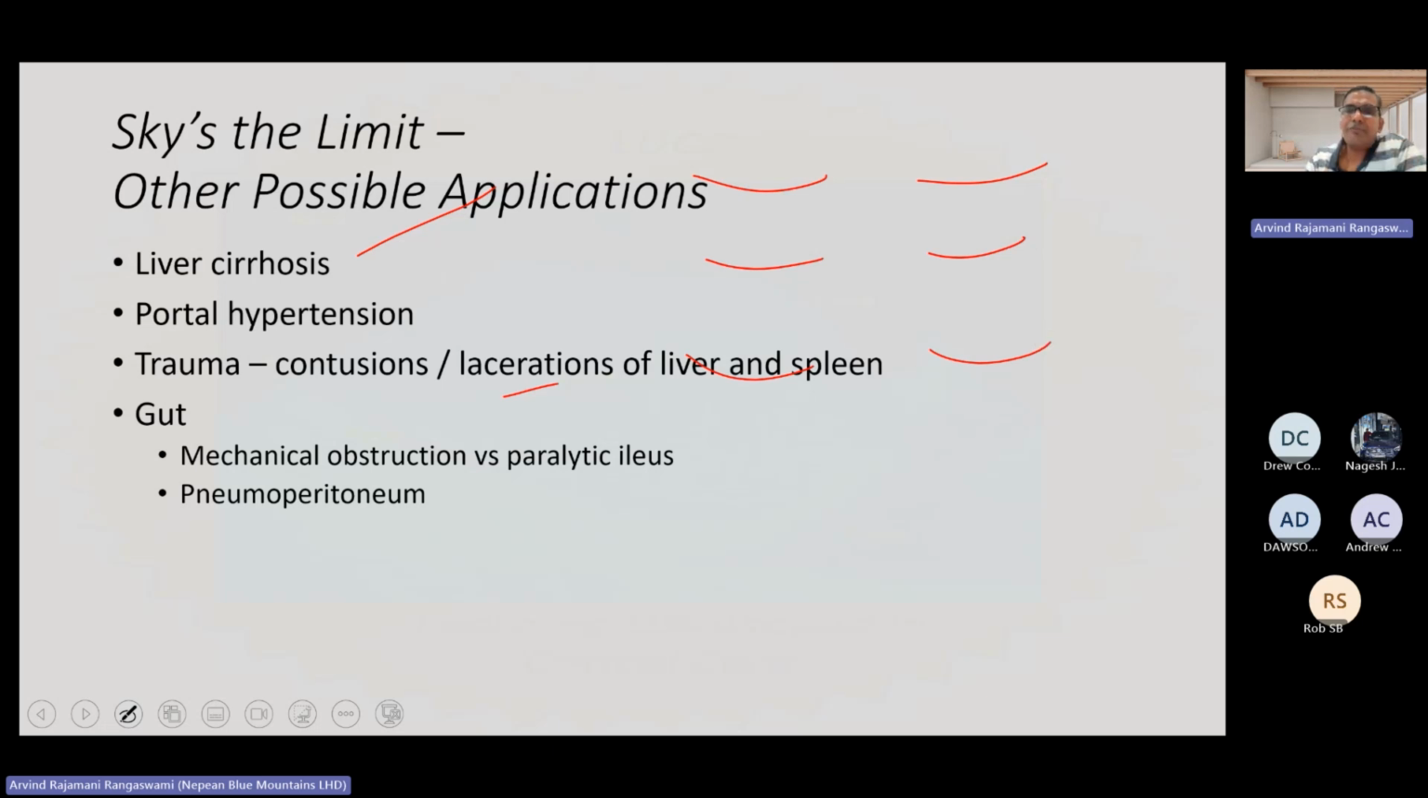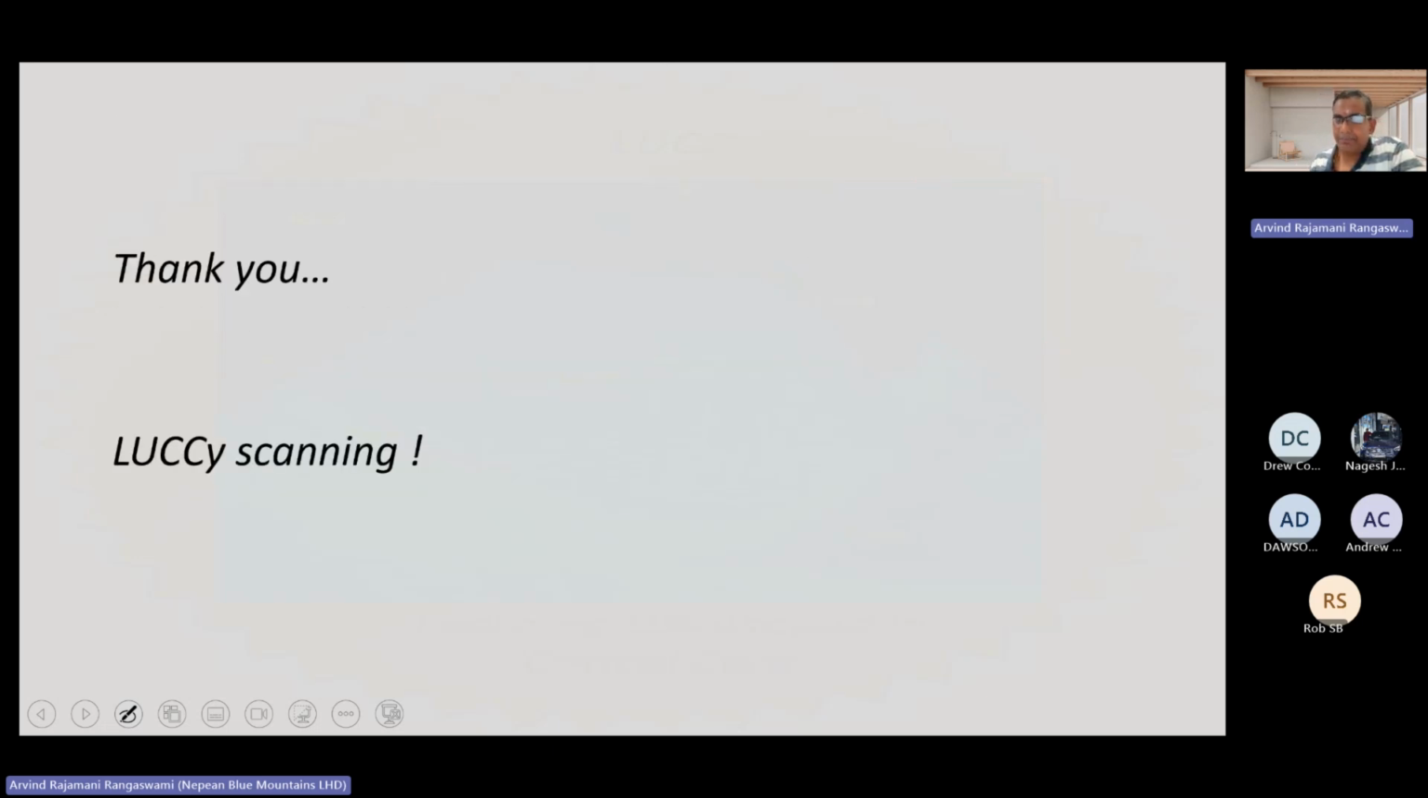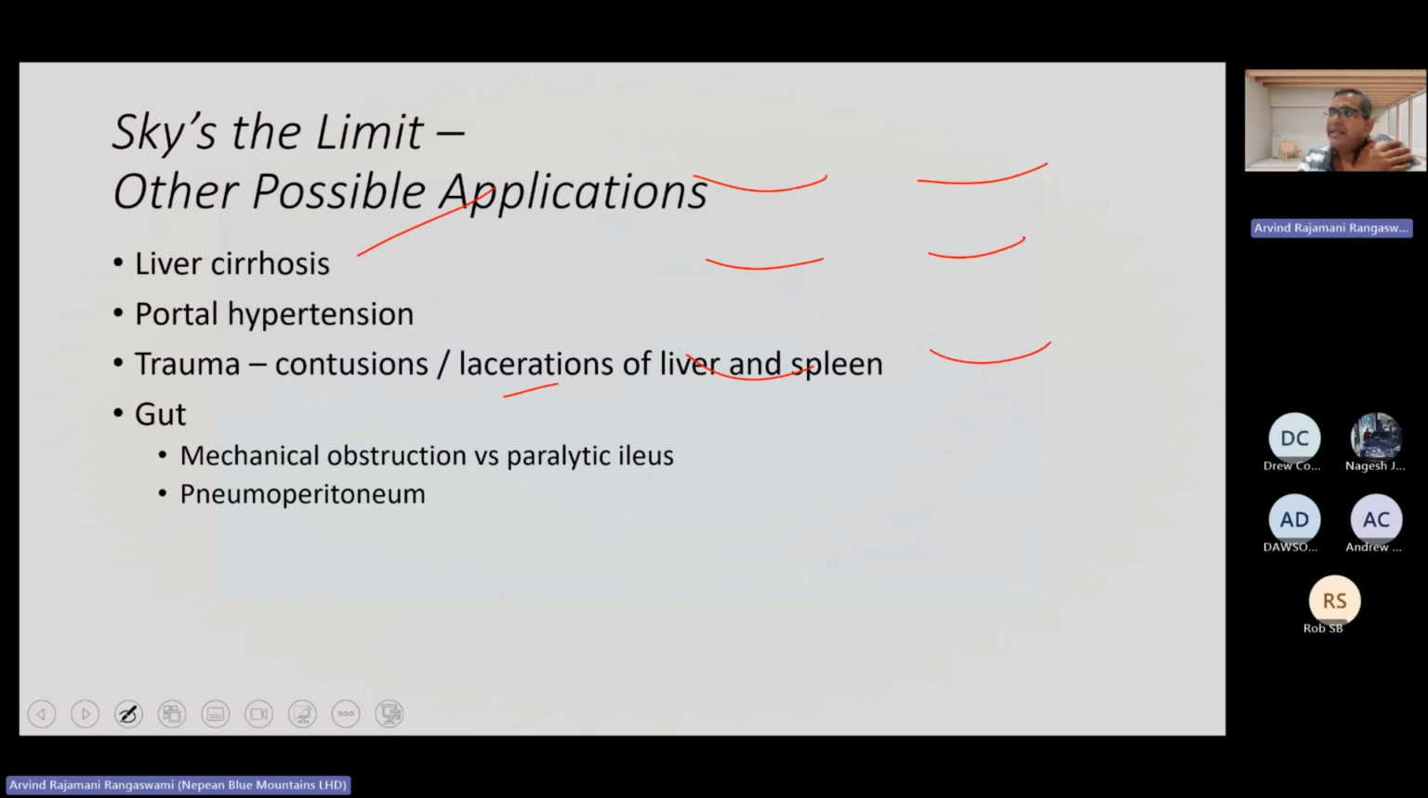Also, you can look for peritoneal sliding, just like pleural sliding. If there is peritoneal sliding, essentially it rules out a pneumoperitoneum at that particular probe location. And secondly, it tells you that the segment of gut that you are seeing is having peristalsis, and therefore you can rule out mesenteric ischemia.